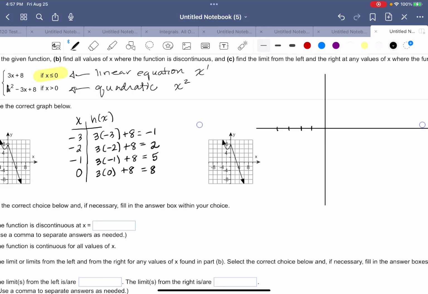So now I'm going to plot these points, and I'm going to try to do it to scale. It'd be better if I had graph paper, but you'll get the idea. So -3 is at -1. -2, it's at 2, so I go up to 2. -1, it's at 5: 2, 3, 4, 5. And at 0, it's up here at 8. So this is going to be a straight line that continues this way, but it stops at 0 where it's at 8.